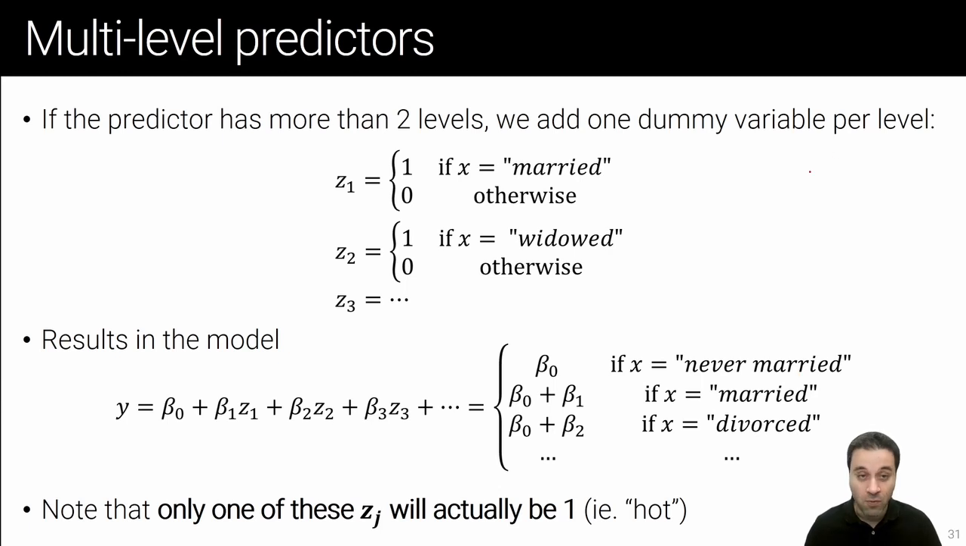Then what we could have is one dummy variable per level of the predictor. So we could have a Z1 that equals 1 if the employee is married, 0 otherwise. Then we have a second dummy variable, Z2, that is going to be equal to 1 if the employee is widowed, 0 otherwise. Then we go to Z3, maybe 1 if the employee is divorced, 0 otherwise. And we keep doing that for every level of the categorical predictor. And then now the linear model turns into something like this.